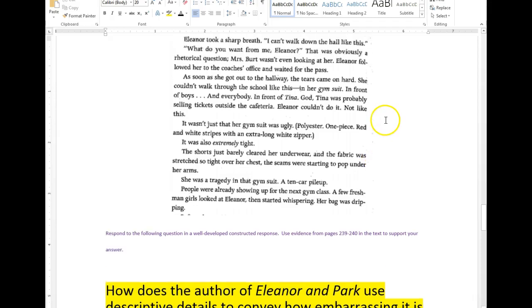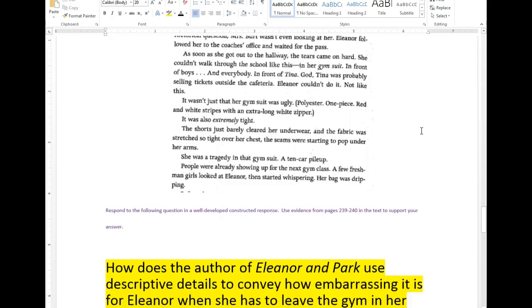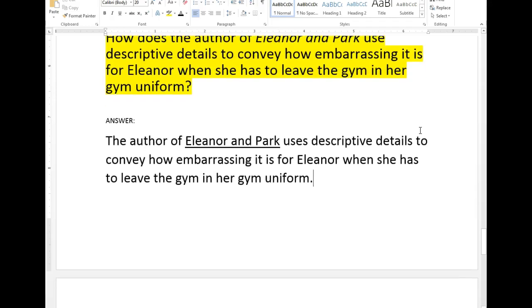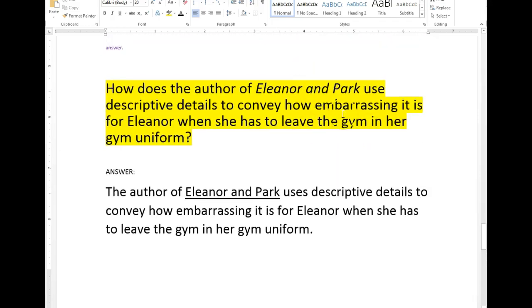All right, now you don't want to copy all of those parts, but find some key phrases that you can use for text support, and then continue on writing your RACE response, your constructed response to this question. All right, work hard. I'll talk to you soon.